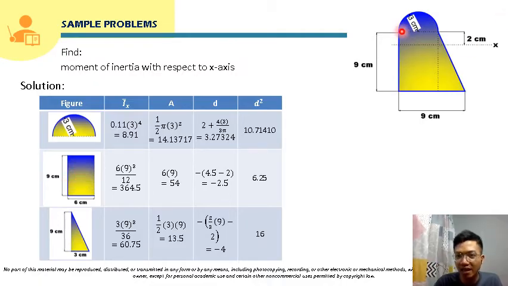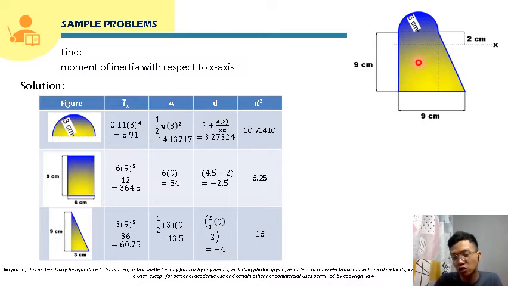Now for the rectangle, this is the rectangle and this is the x-axis. The rectangle is 9 centimeters, so the centroid of the rectangle will be somewhere at this point. This is actually 4.5. So the distance that we need is from this point up to the centroid, which will just be 4.5 minus 2, so that will be 2.5. But since that point is located below the reference axis, it will be negative 2.5. We can just disregard this because distance d will just be squared, so negative 2.5 squared will just be positive.